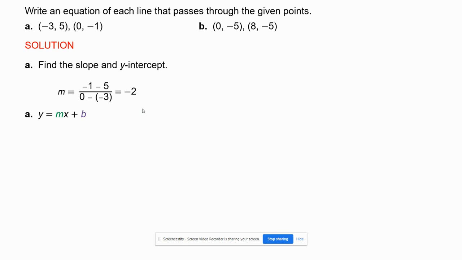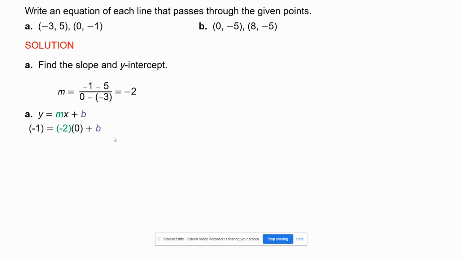Now we're going to start with y equals mx plus b again. So our slope is replaced with -2, and our x and our y get replaced with one of those sets of points up there. I'm going to use 0, -1 because those seem like easier numbers to use than -3, 5. But you could use -3, 5 if you wanted to. So the -1 replaces the y, the 0 replaces the x, and now we solve for b.